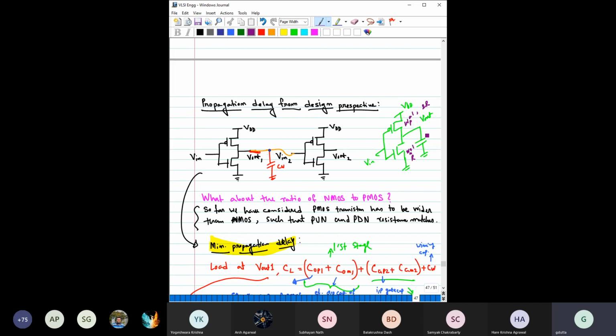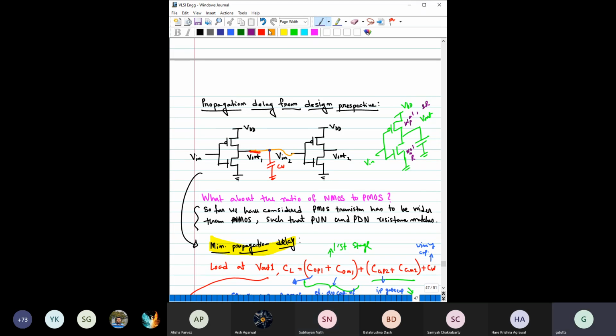But my criterion is that I should get a symmetrical charging and discharging time. That means the charging time and discharging time should be the same. So considering that, tell me what should be the width of this PMOS and NMOS so that you can achieve that. It's a very simple question. WP equals 1, WN equals 2.